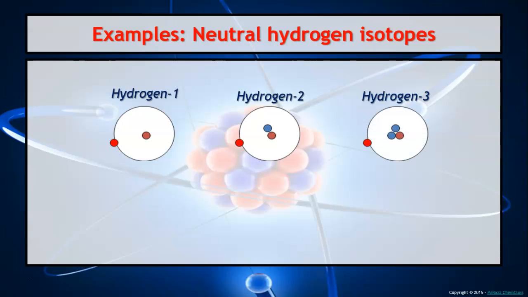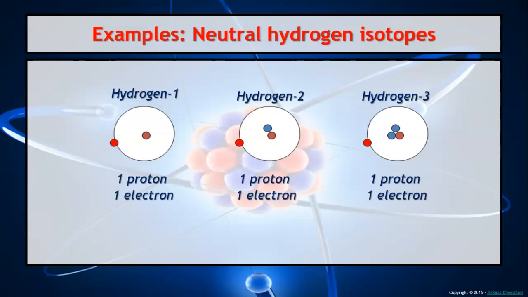Hydrogen-3 has 3 particles in the nucleus, the one proton, because it's hydrogen, and then in this case 2 neutrons, along with your electron in the electron cloud. So they all have one proton. They have to. They're hydrogen. All hydrogen has one proton. They all have one electron because they're all neutral, and the protons and electrons have to balance each other out in a neutral atom. However, the numbers of neutrons are different.